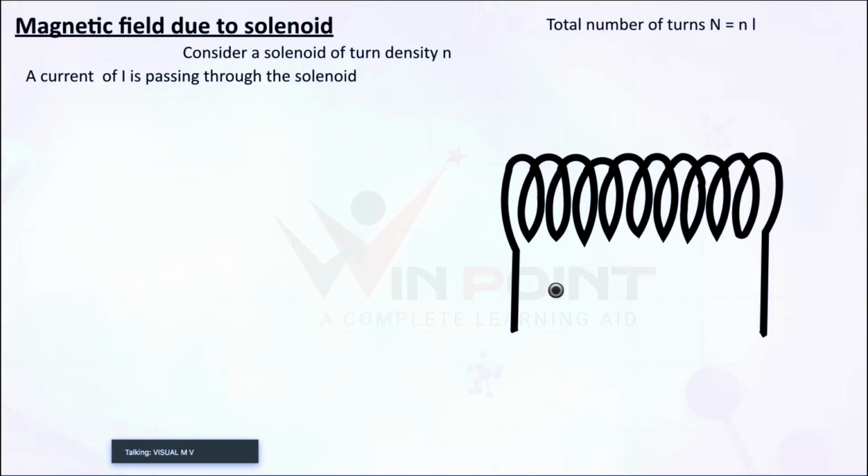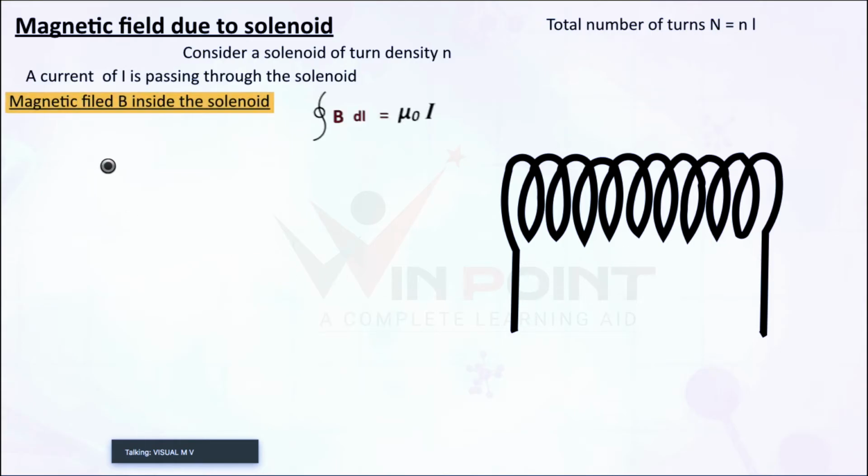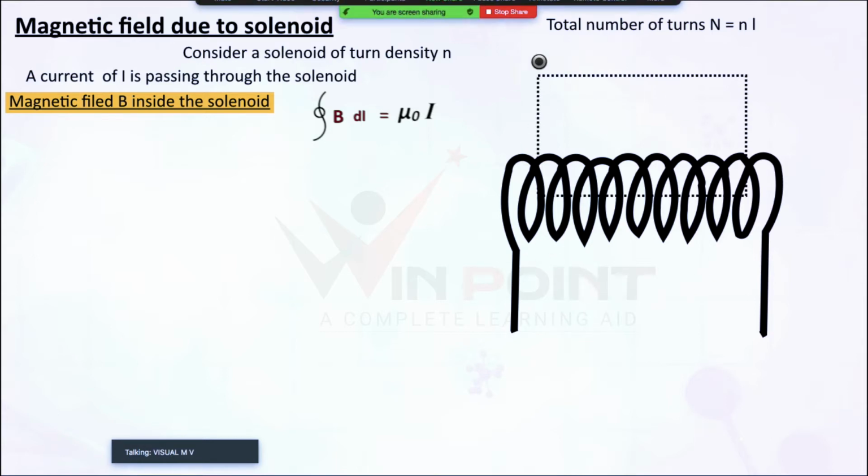So here the current is passing, and we are going to find the magnetic field inside the solenoid. For that we need to consider an Amperian loop, which is a rectangle. You can draw this diagram and consider the rectangular Amperian loop. We are giving it the name PQRS.